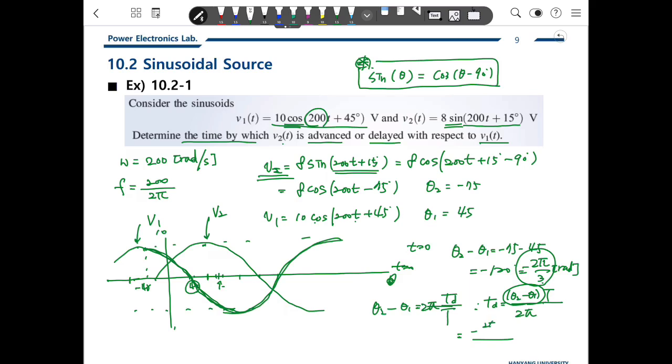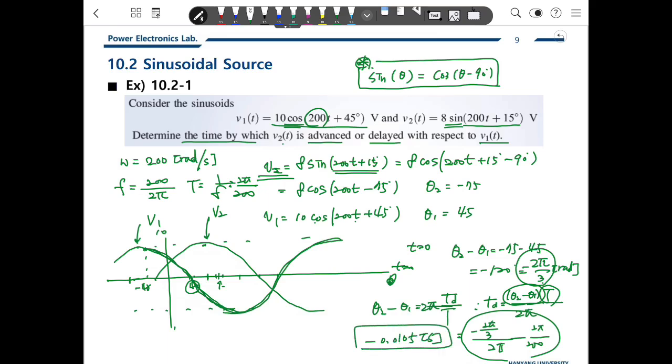So minus 2 pi over 3 and this is 2 pi. What's T? There's a frequency here. So T equals 1 over frequency. So that will be 2 pi divided by 200. Then that value will be minus 0.0105 second. You can calculate it this way.